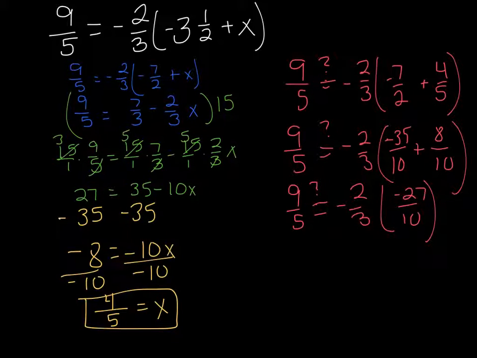Okay, now we need to multiply. 3 goes into 27 9 times. 2 goes into 10 5 times. Negative times a negative is a positive. So 9/5 equals 9/5. That one checks also.